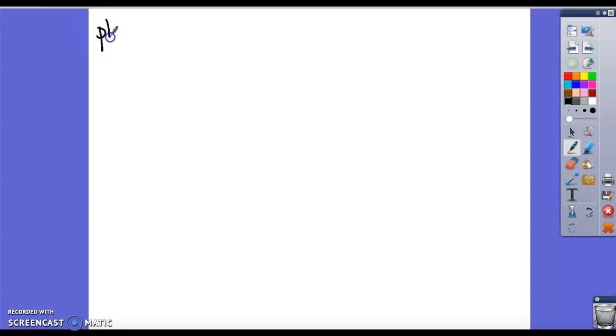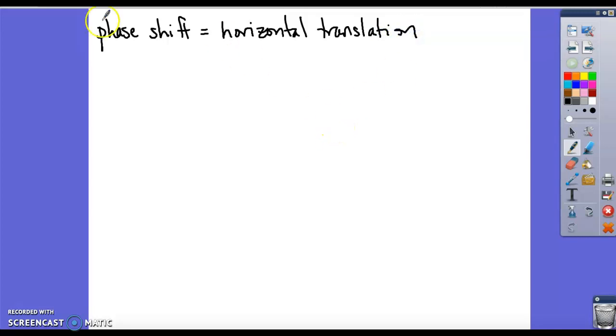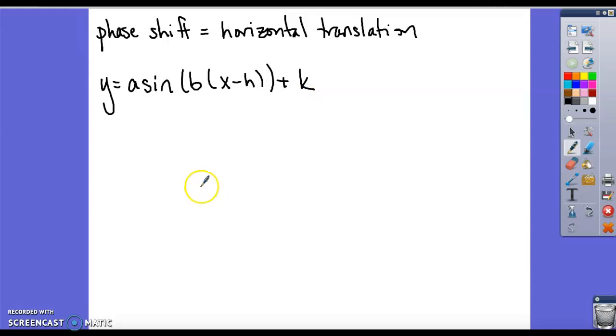Okay, the last thing that we need to talk about are horizontal and vertical translations. When we talk about a horizontal translation with regards to sine and cosine functions, we call it a phase shift. So I'm going to write in standard form sine and cosine, but I'm going to change it up just a little bit, and add in a horizontal and a vertical translation, or a phase shift.